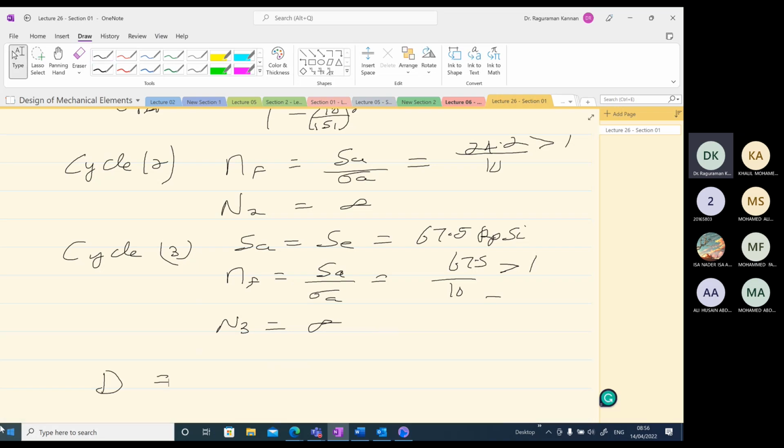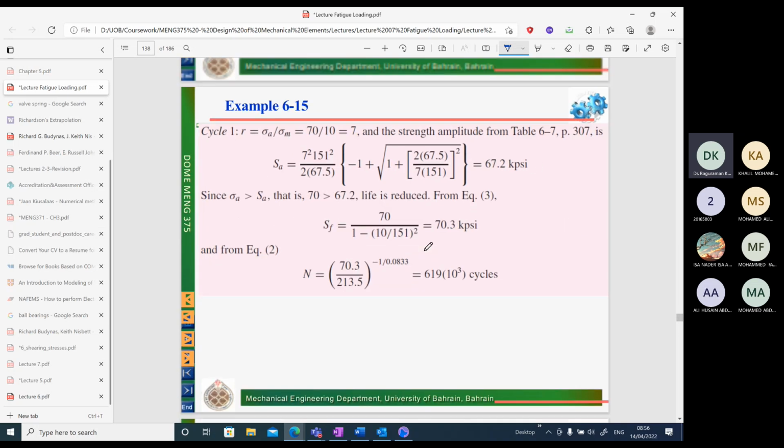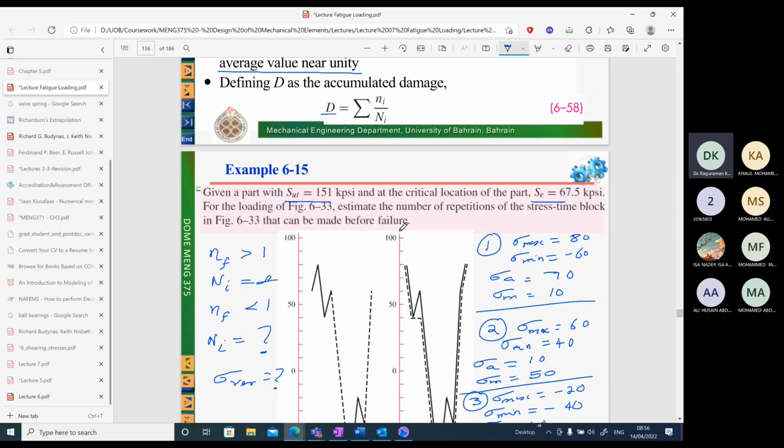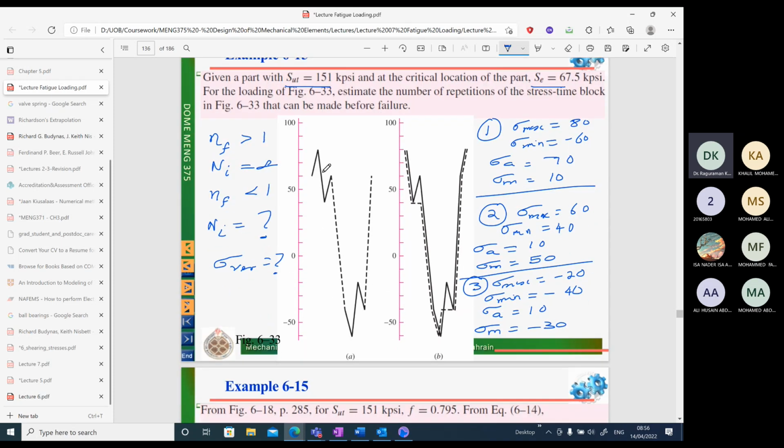How many number of cycles do we apply? Let's estimate the number of repetitions of the stress time block. This is what we use. If you take one cycle here, in here, this is a complete stress time block. How many stress time blocks can we apply? Let's assume we apply n.